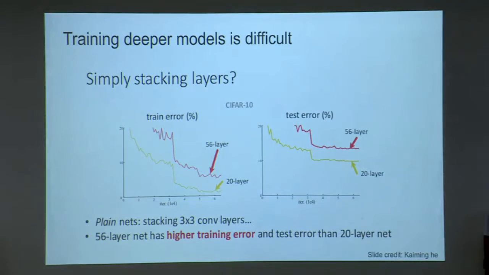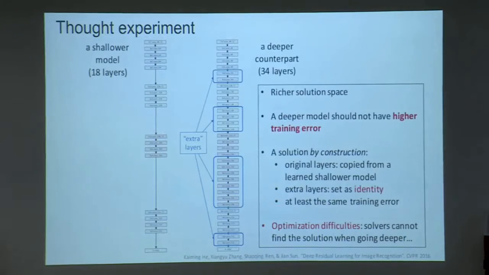So this is what is happening if you have a larger network. Basically, it is very, very difficult to train a deeper network. This is a thought experiment showing why a larger network should not have this problem. For example, a deeper model should not have higher training error.